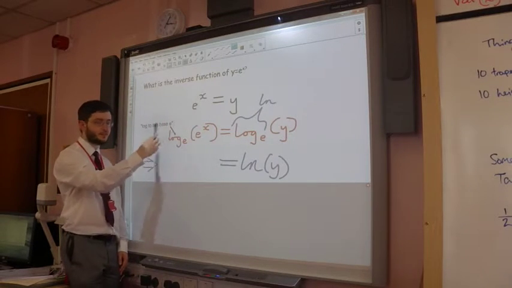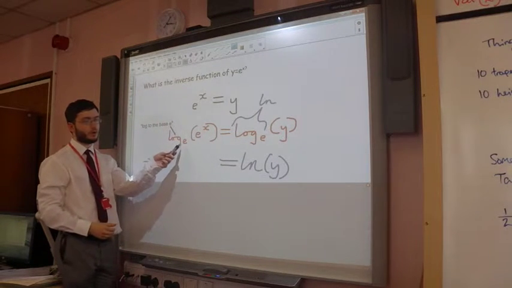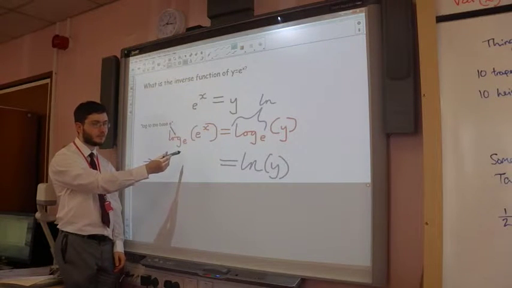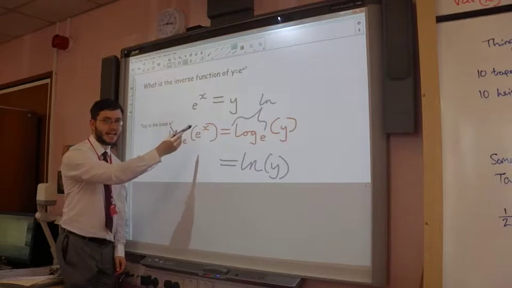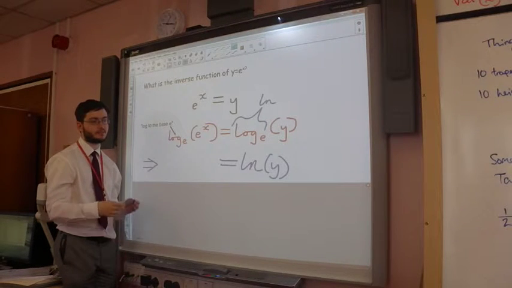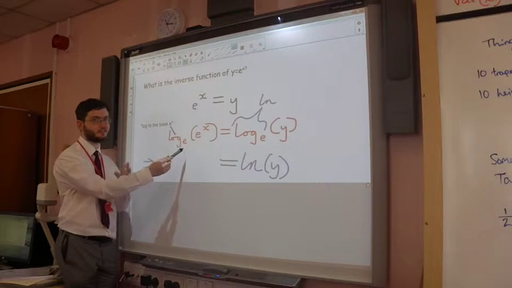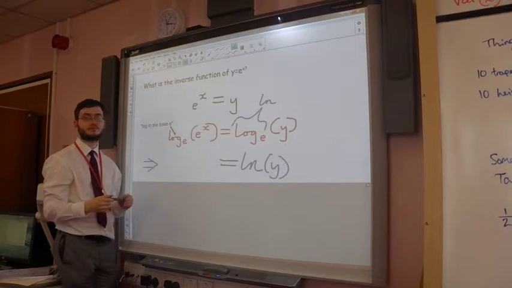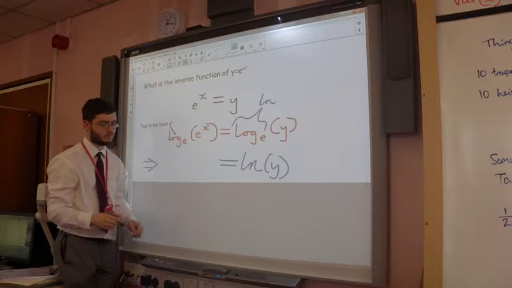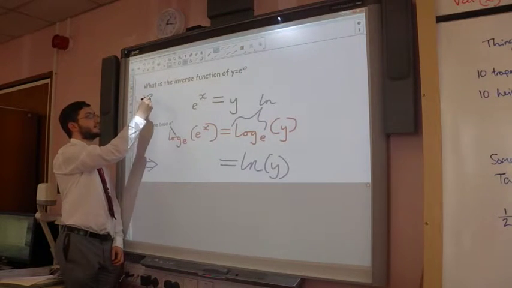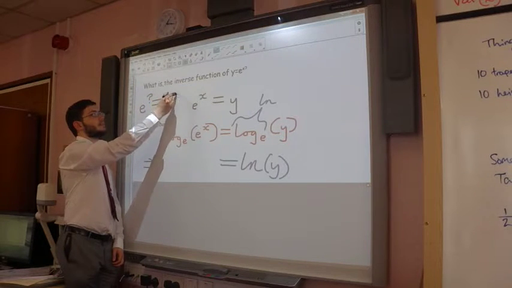Now, on this side though, we've got log to the base e of e to the x. So what power of e would give us e to the x? Any ideas? Amy, what do you think? What power of e would take us to e to the x? Not sure. Well, e to the power of what will equal e to the x?